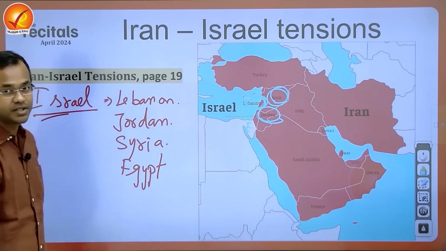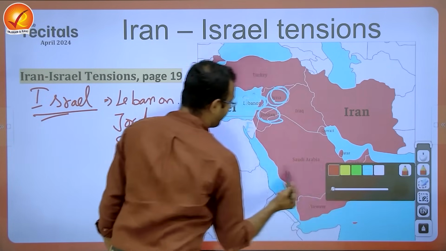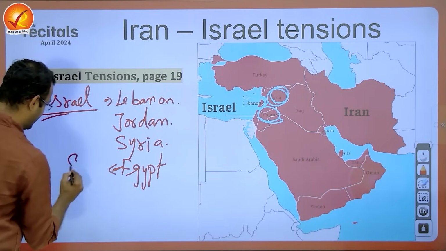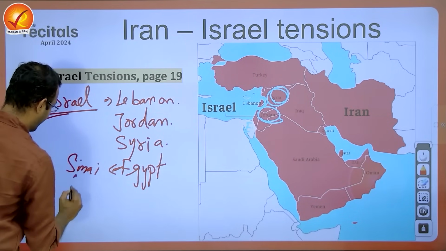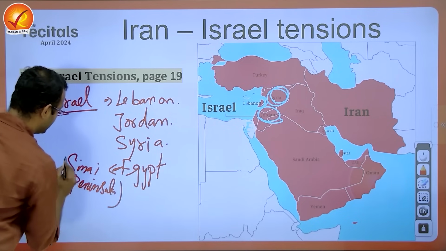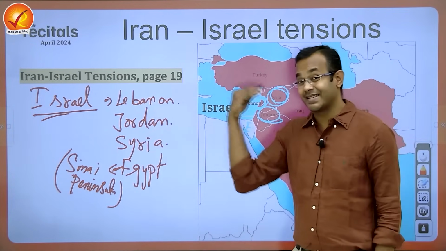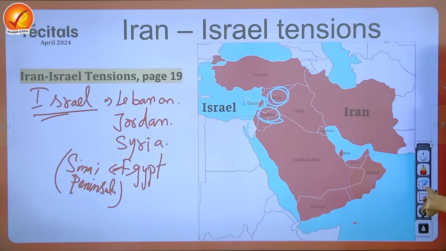Sinai Peninsula of Egypt, it shares border with Sinai Peninsula of Egypt, and to its western side it has Mediterranean Sea.